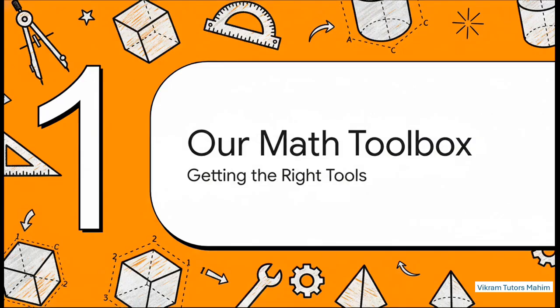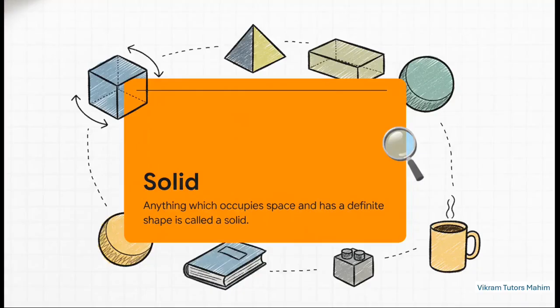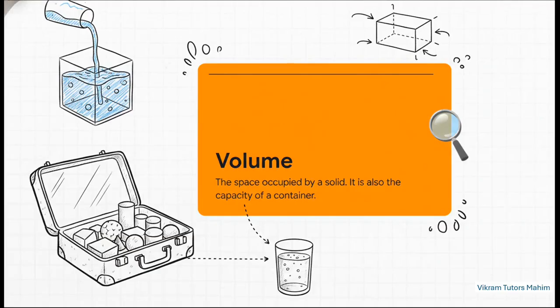Okay, so to start cracking these codes, first we need to build ourselves a mathematical toolbox. And don't worry, these aren't super complicated theories. They're actually simple, powerful ideas that are the bedrock for everything we're about to do. First tool in the box, the idea of a solid. And look, it's just a fancy name for any three-dimensional object. If you can hold it, touch it, and measure it, yep, you're dealing with a solid. Simple as that.